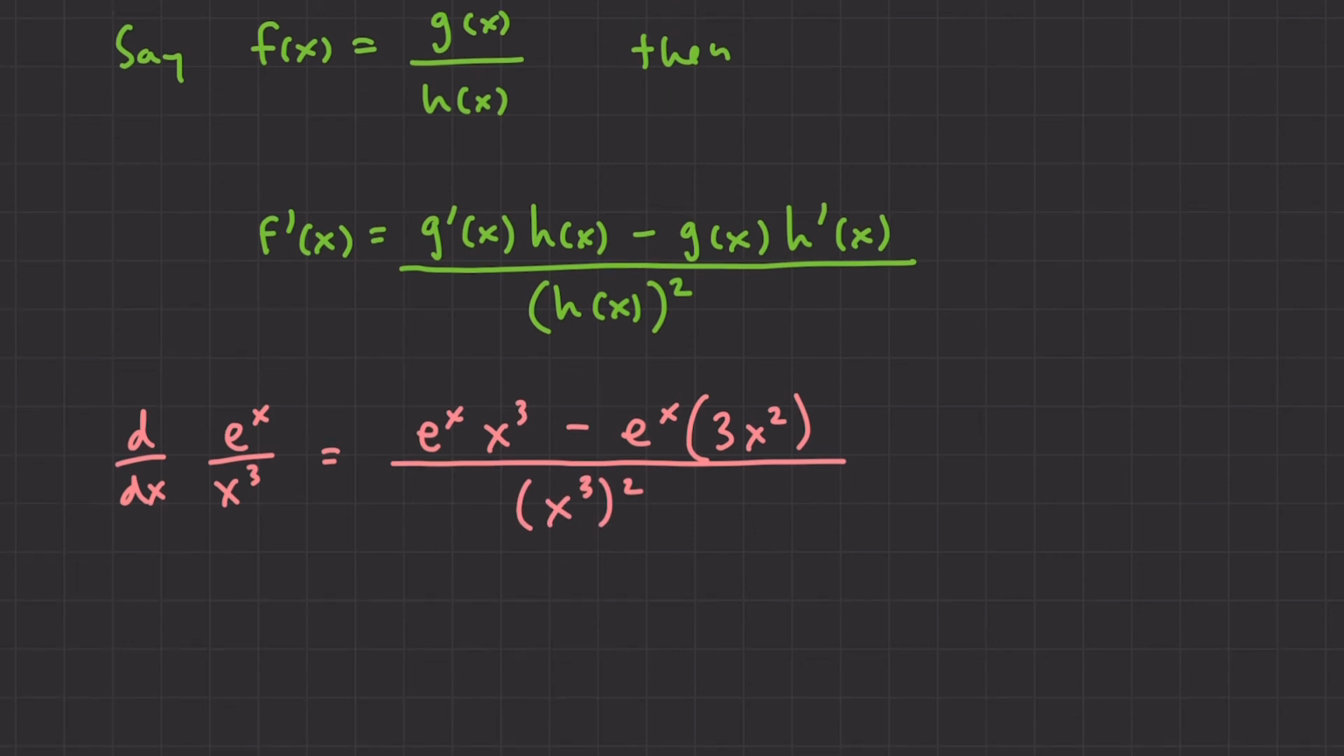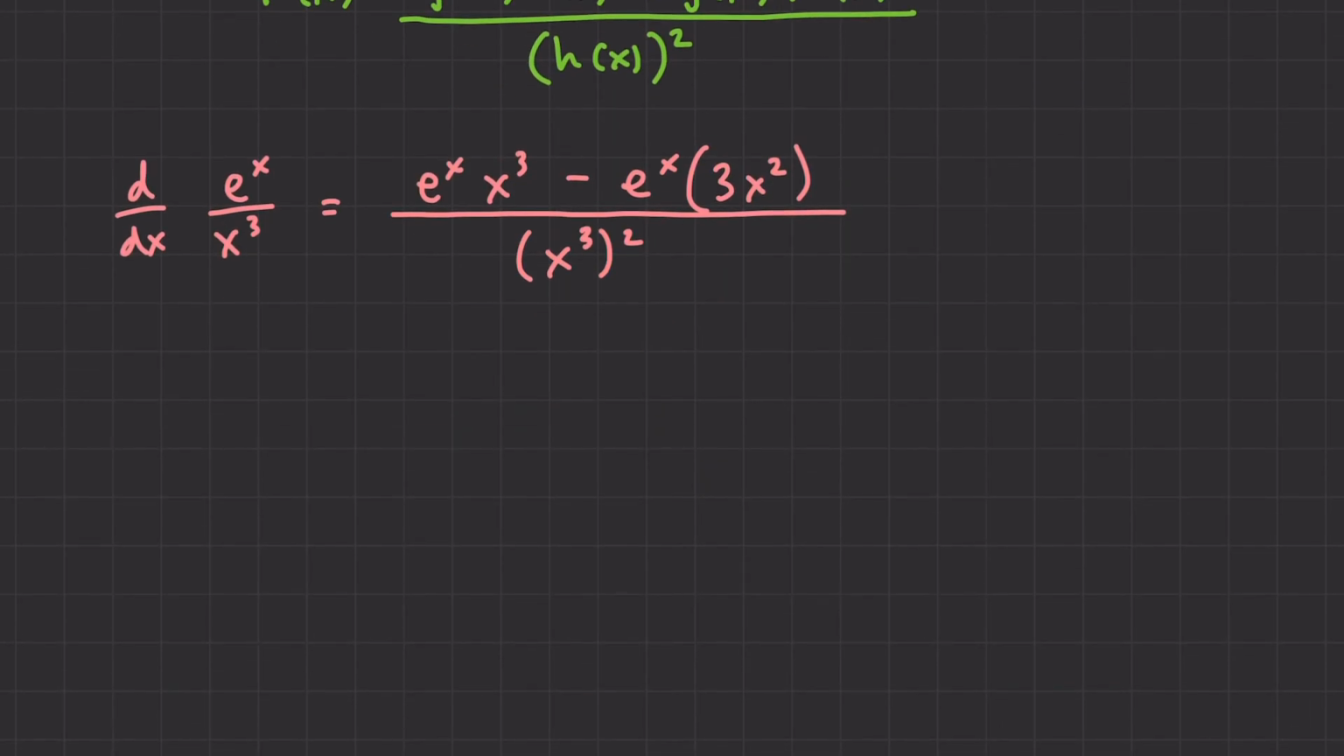With these types of questions, we really do want to simplify. Let's get rid of some of these brackets. So that's e to the x times x cubed minus, let's say, 3 times e to the x times x squared, all over x to the power of 6.